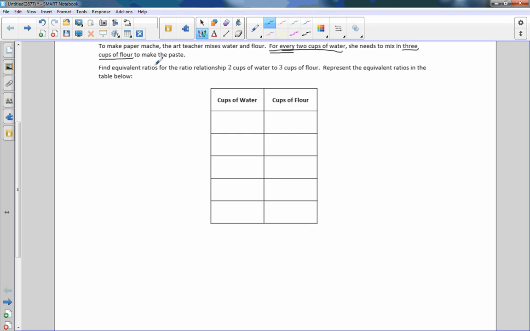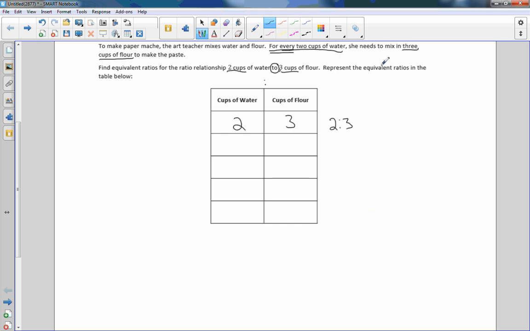So find the equivalent ratios for the ratio relationship. 2 cups of water to, there's our key word, that's our colon, 3 cups of flour. So 2 cups of water will require 3 cups of flour to make the proper paper mache ratio mixture. If I put that in a ratio, since I put that ratio symbol here, I could actually write it over here as 2 to 3.